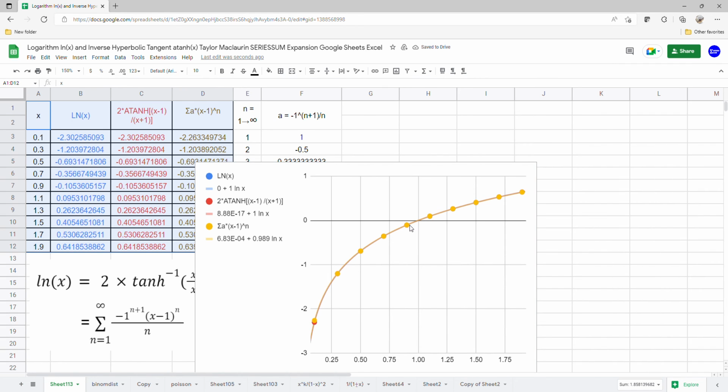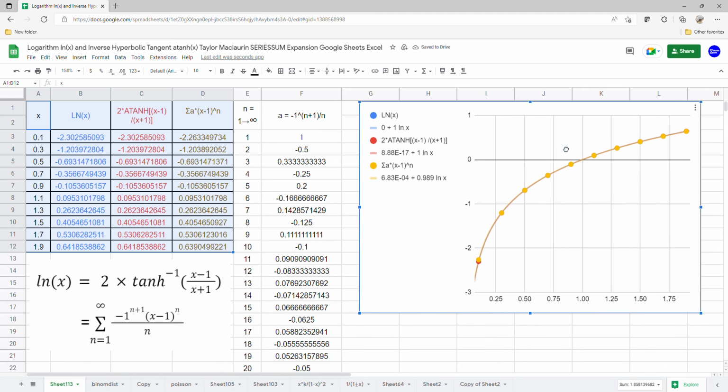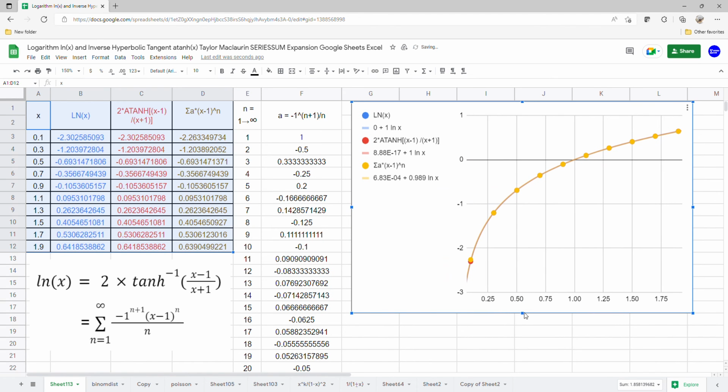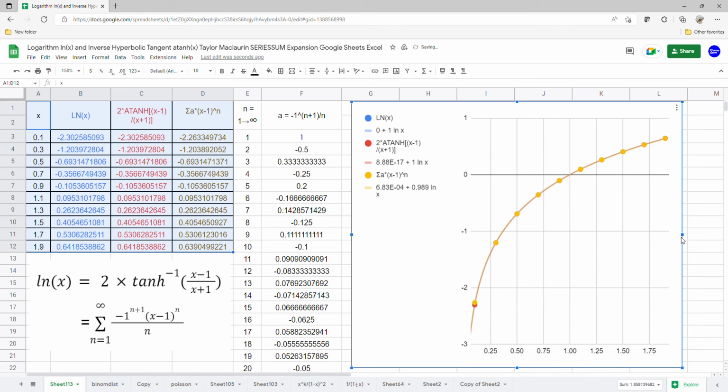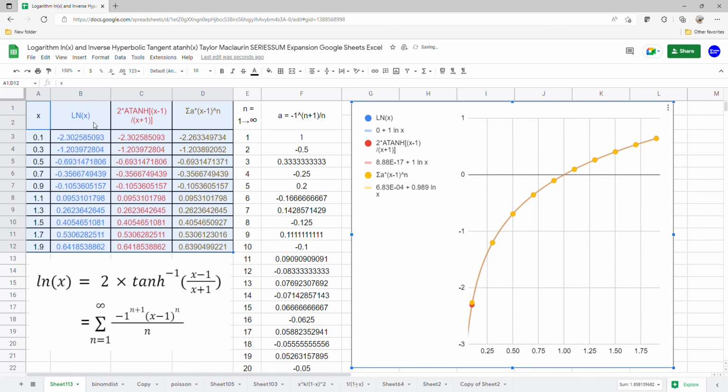So here's the trend line, a polynomial, or the logarithmic function. So these values in blue has 0 plus 1 ln x. That's the logarithmic regression. For the values in red, 8.88 times 10 to the minus 17 plus 1 ln x. This is already 0, very close to 0.